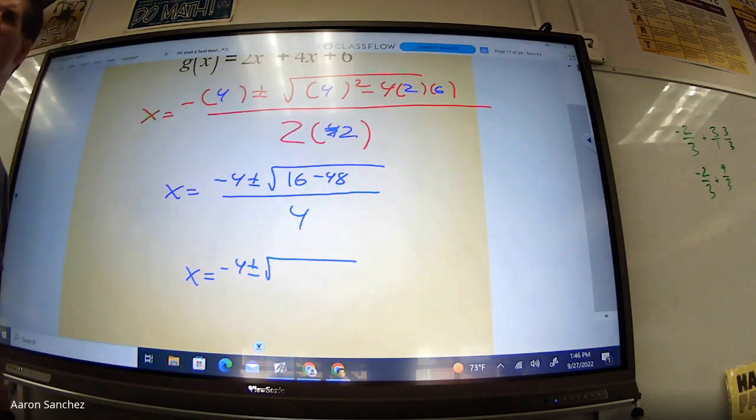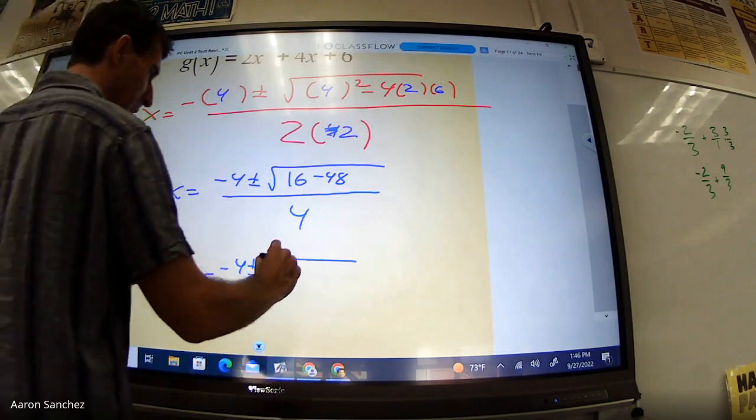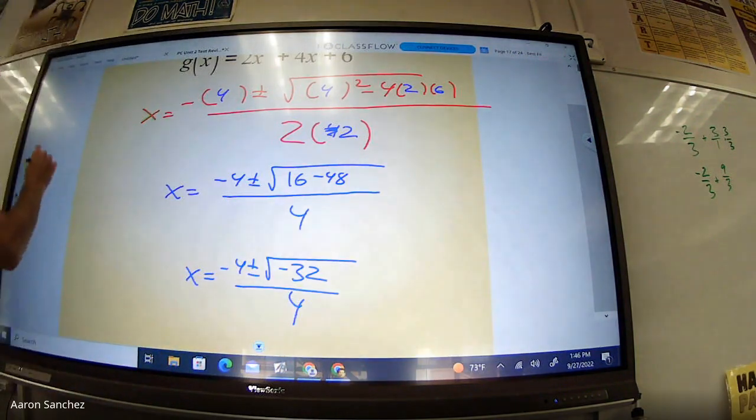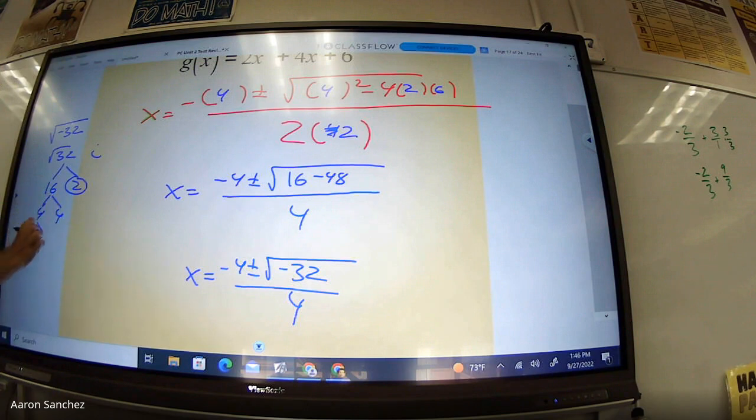Negative 32? Negative 32 over 4. Okay, so here's where we break down the square root of negative 32. It is square root of 32 times square root of negative 1, which is I, right? 32 is 16 and 2, prime. 16 is 4 and 4. 4 is 2 and 2. Prime, 4 is 2 and 2. Prime, square root of 32 is 2 times 2 times 2 times 2 times 2. There are 5? 1, 2, 3, 4, 5.